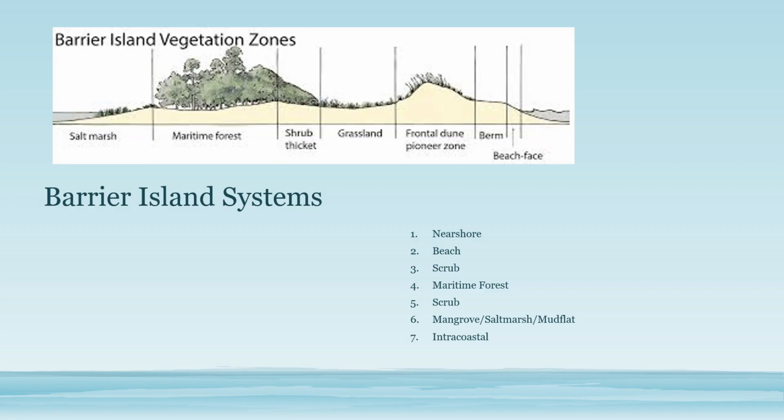Then we have the maritime forest. Behind that you have flats, mangroves in Florida, salt marsh in Florida as well. When you go up a little North Florida and beyond, it's all salt marsh because mangrove is a tropical with some subtropical species possible. And then you have the intracoastal waterways.